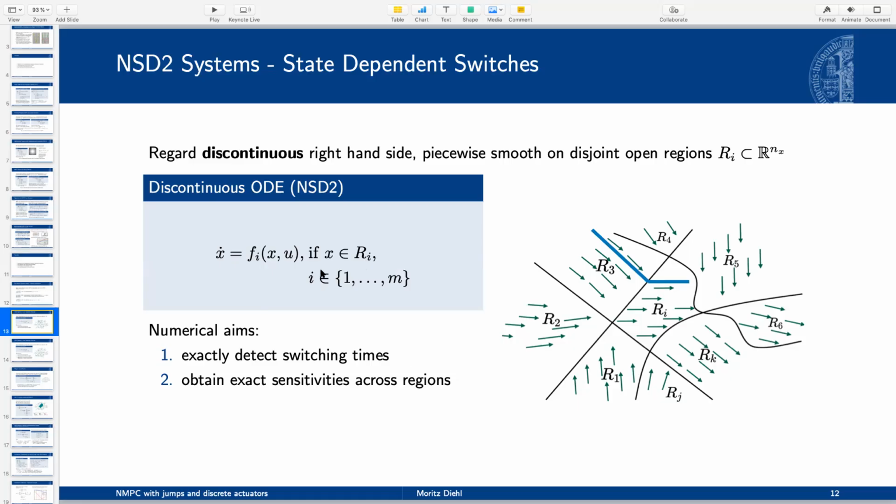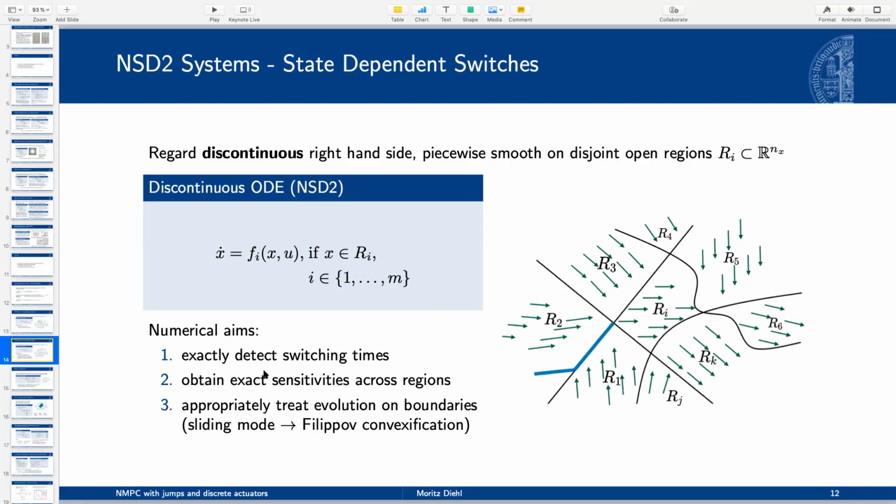But now if you want to numerically integrate that, our real aim would be that we should exactly detect the switching times. The integrator should know that there is a switch, and we also want to obtain the right sensitivities across regions, which is lost in these brutal discretizations that I've shown before. And also we want to appropriately treat the evolution on the boundaries, and that's a more delicate point because actually we didn't define the F on the boundaries yet.